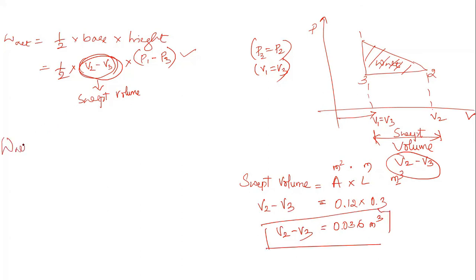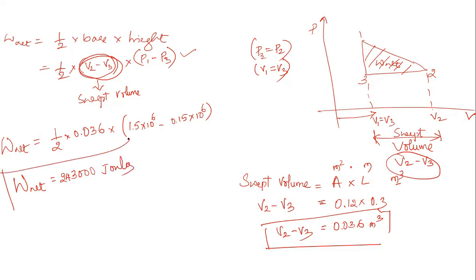Therefore, net work done is equal to half into swept volume, 0.036, into P1, which is 1.5 into 10 to the power of 6, minus P3, which is equal to P2, that is 0.15 into 10 to the power of 6. Therefore, net work done is equal to 24300 joules, or else you can write 243 kilojoules.